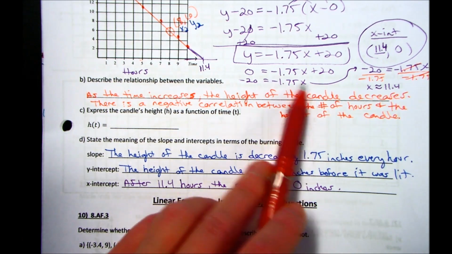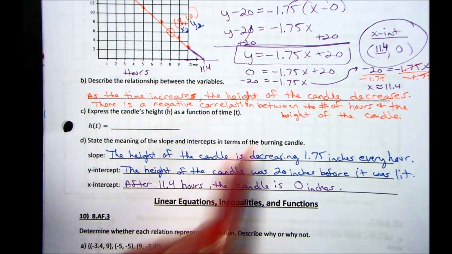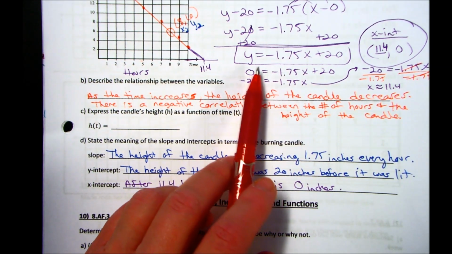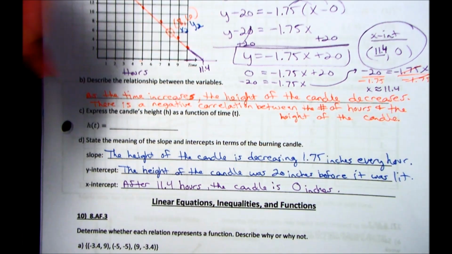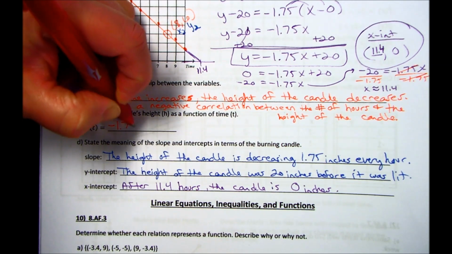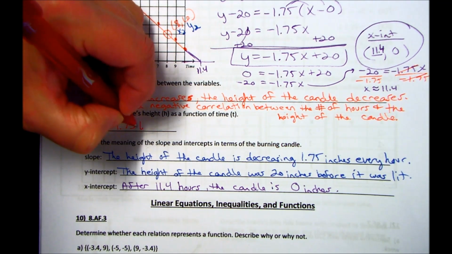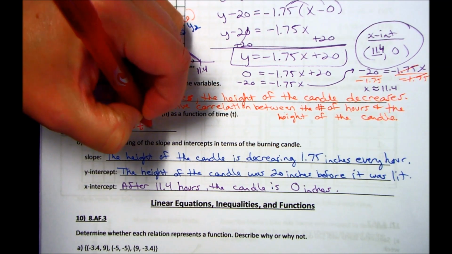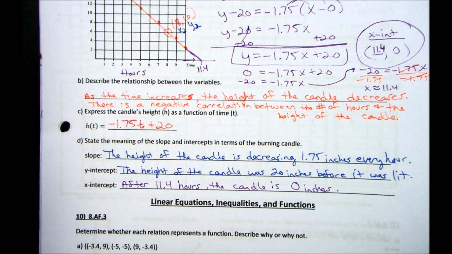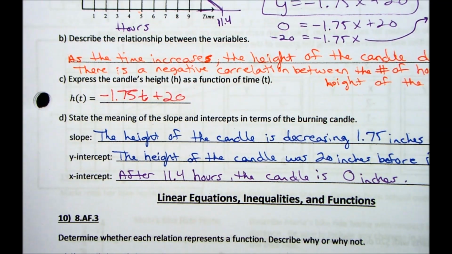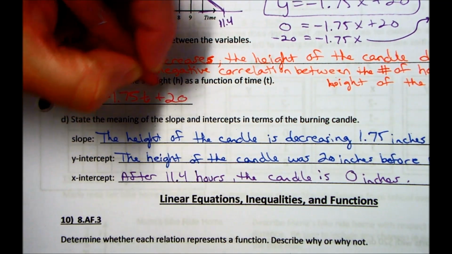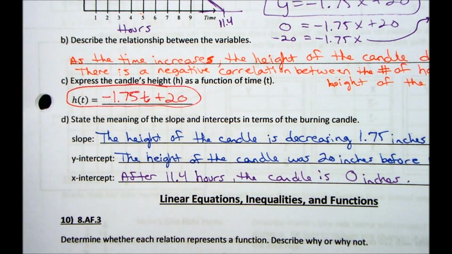So instead of x and y, we should be using t for our input, and instead of y, it's going to be h of t. So it's going to be basically the same equation, negative 1.75, but instead of x, it's going to be t for our input, and then plus 20. All right, so that actually is a linear equation, which is the next concept, but besides linear equations, we'll be looking at inequalities and functions. So this ties right into what we were doing.